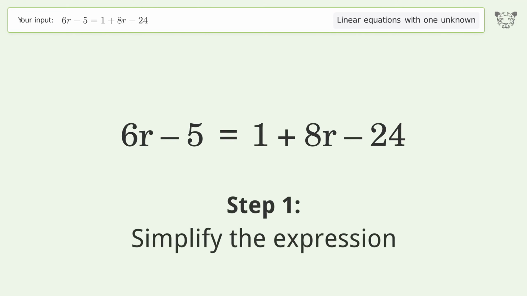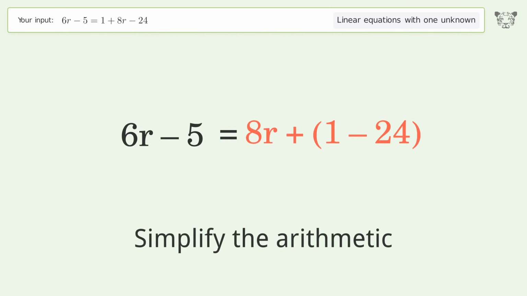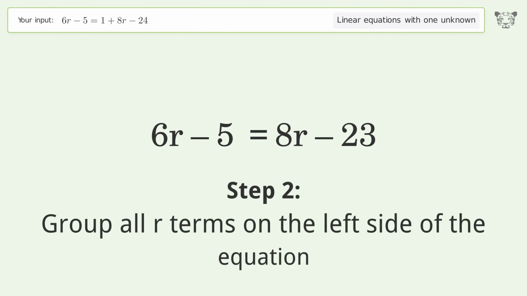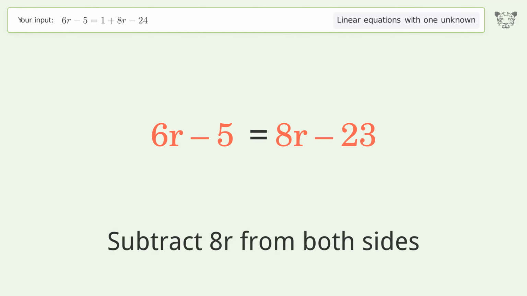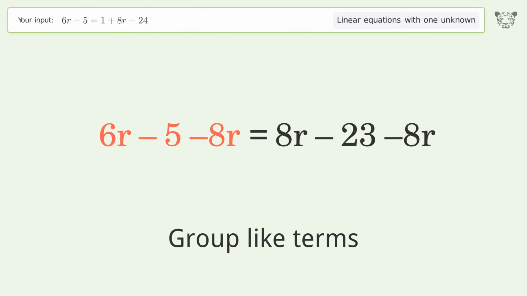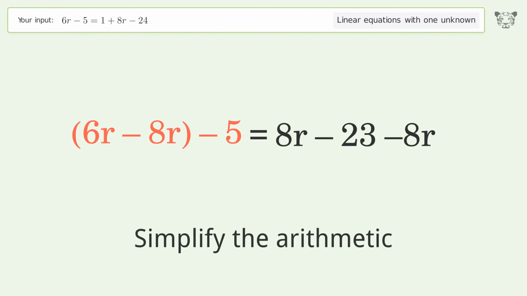Simplify the expression. Group like terms. Simplify the arithmetic. Group all r terms on the left side of the equation. Subtract 8r from both sides. Group like terms. Simplify the arithmetic.